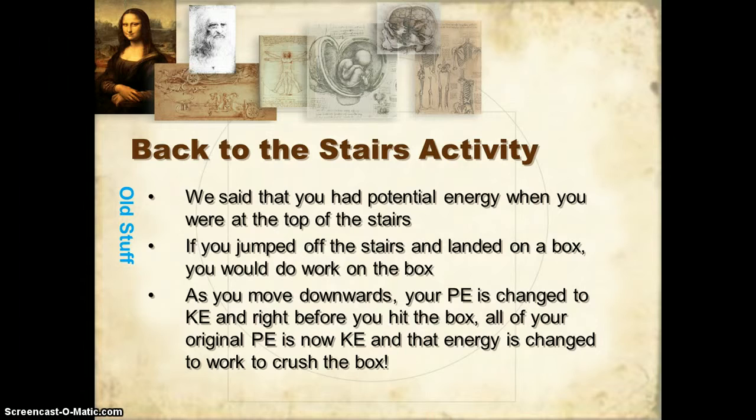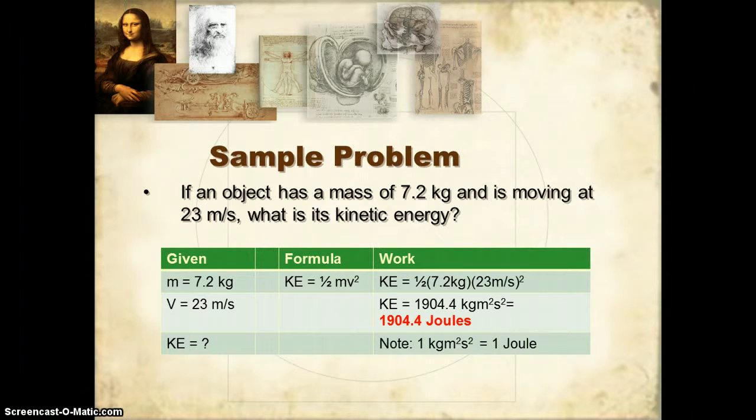As you move downwards, your potential energy is changed to kinetic energy, and right before you hit the box, all of your original PE has been changed to kinetic energy, and now that kinetic energy is going to be used to do work on the box.